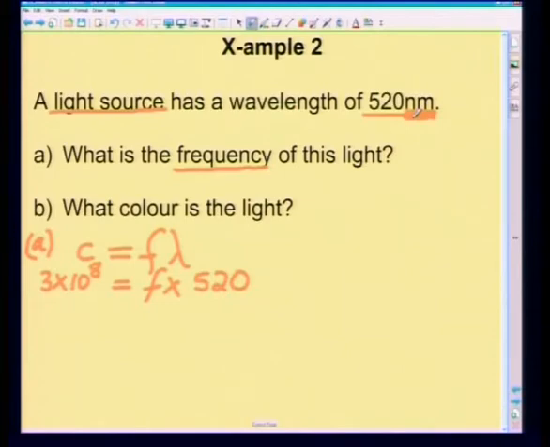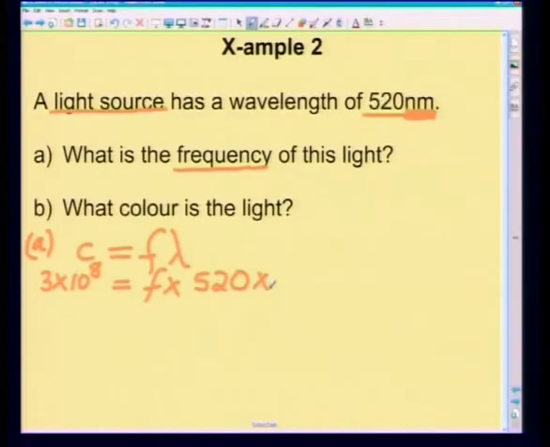Nanometers, do we work in nanometers? The answer is no. We work in meters. Therefore, we need to convert nanometers into meters. Remember what we have to do? We have to multiply by 10 to the power minus 9 for us to convert nanometers into meters. So we're moving from nanometers to meters. To do that, we multiply by 10 to the power minus 9.